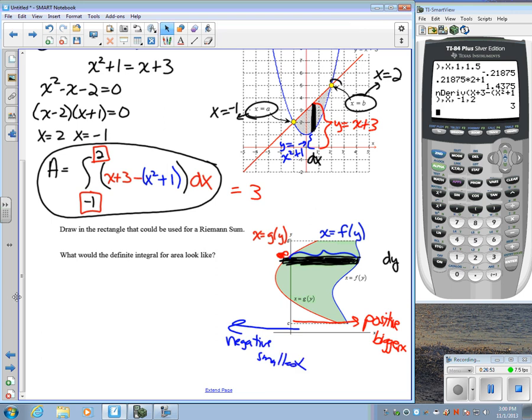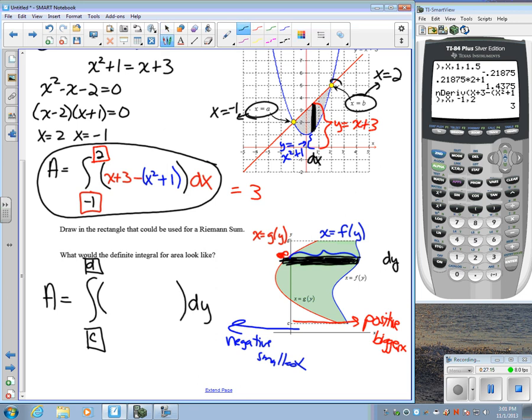So let's go ahead and write our definite integral for our area. Area is going to be, we now have a width of dy, which means my bounds should be y values. In this case, they are c and d. Lower bound goes on the bottom, which is c. Upper bound goes on the top, which is d. And now I need to multiply by the height of my rectangle, which will be the curve furthest away, which is f of y, minus the curve closest to the y-axis, g of y.